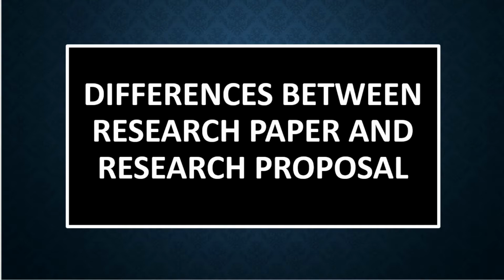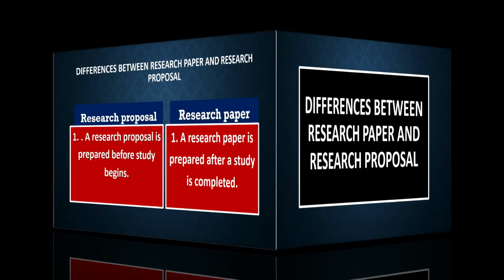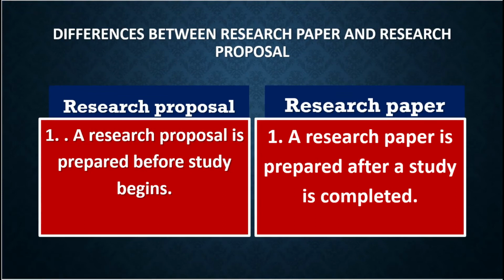In today's lecture, we are going to discuss the difference between research proposal and research paper. So let's get started. First difference is a research proposal is prepared before study begins, whereas a research paper is prepared after a study is completed. Research proposal basically describes what the researcher intends to do and why he intends to do it. Research paper describes the whole research study and is submitted after the completion of the whole research project.